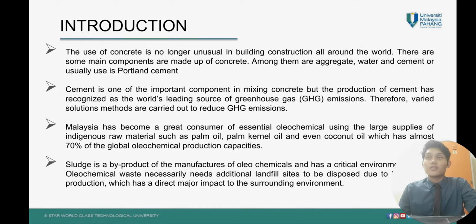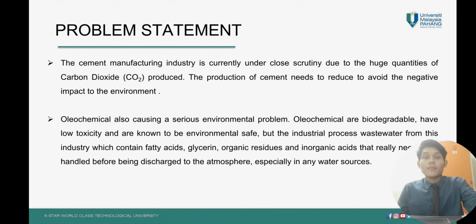So for the introduction, cement is one of the important components in mixing concrete, but the production of cement has been recognized as the world's leading source of greenhouse gas (GHG) emission. Therefore, various solution methods were carried out to reduce the GHG emission. Next, Malaysia has become a great consumer of oleochemicals, using a large supply of indigenous raw materials such as palm oil, palm kernel oil, and even coconut oil, which is almost 70% of the global oleochemical production capacity. Moving to the next slide, which is about the problem statement.